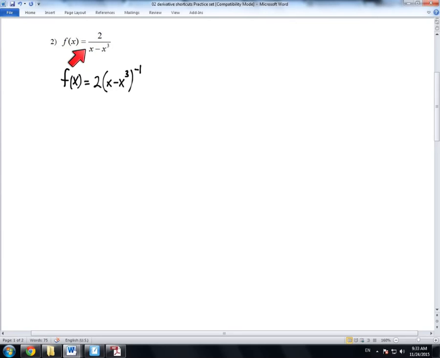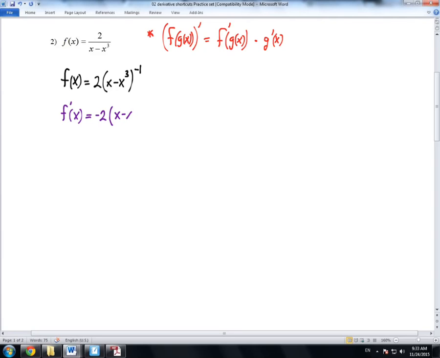So what I am going to do, though, is I'm going to take this denominator and bring it up to the numerator with a negative 1 exponent on it. Now all I have to be in charge of is making sure I know how to use the chain rule properly. Anytime we have a composite function, that's one function inside another function, we have to remember the chain rule.